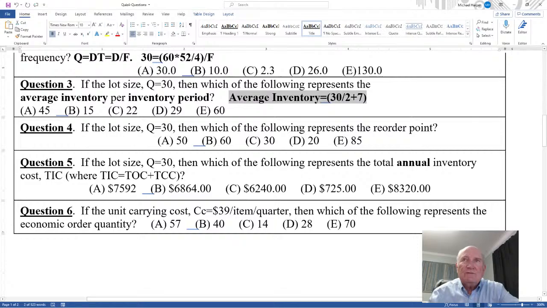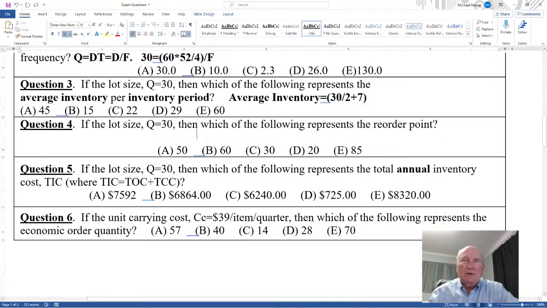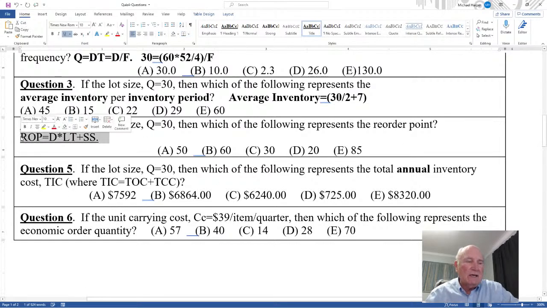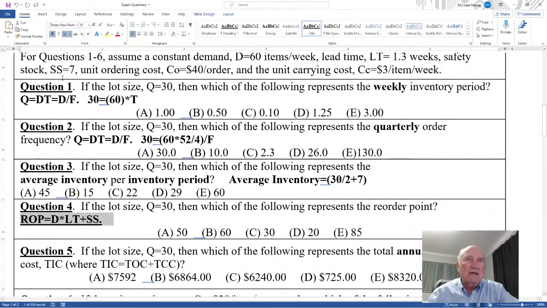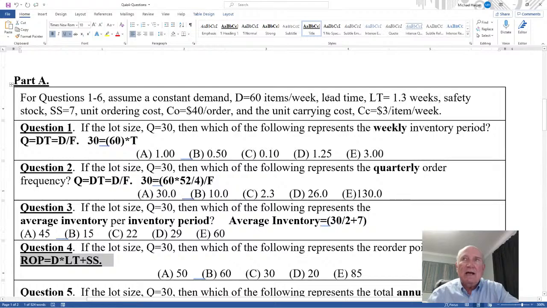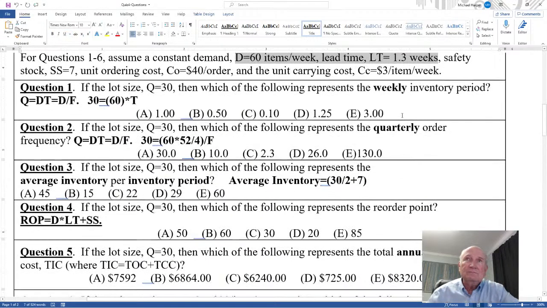On this one, which of the following represents the reorder point? Okay, so now we have the reorder point equals demand times lead time plus safety stock, right? Okay, so now demand times lead time. Well, we have the safety stock up here, which is 7. We have our demand and lead time, but notice our demand is in weeks, our lead time is in weeks. Oh, no problem.